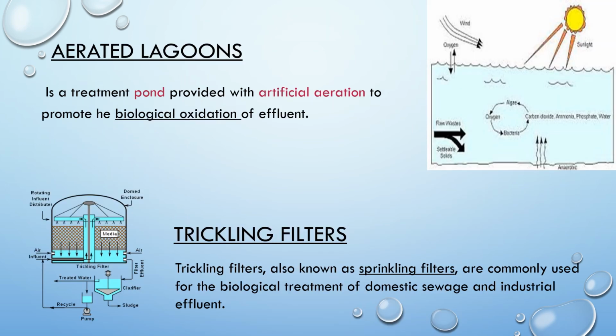Aerated lagoons and trickling filters are also biological processes to treat effluent in the presence of oxygen. An aerated lagoon is actually a treatment pond provided with artificial aeration to promote the biological oxidation of effluent, whereas the trickling filter, also known as sprinkling filter, is commonly used for the biological treatment of domestic sewage and industrial effluent also.